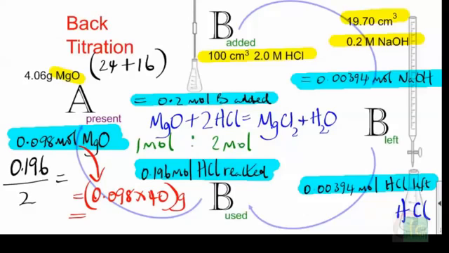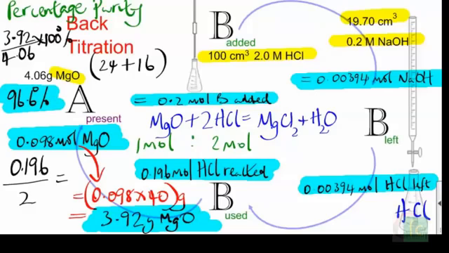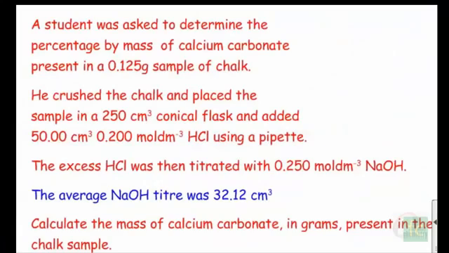To work out the mass in that number of moles, we multiply the number of moles by the formula mass. And there you have it, 3.92 grams of MgO in that sample. The sample having a total mass of 4.06. And there you have it, there's the percentage purity of the sample, 96.6%. If that was too fast, then I suggest you pause and review the 5 basic steps here.